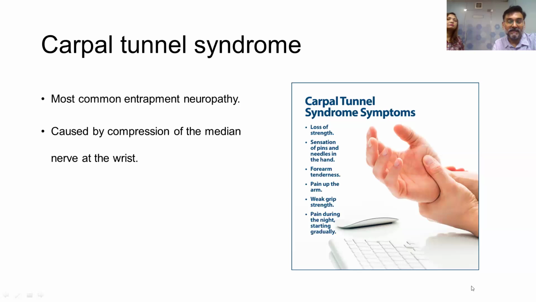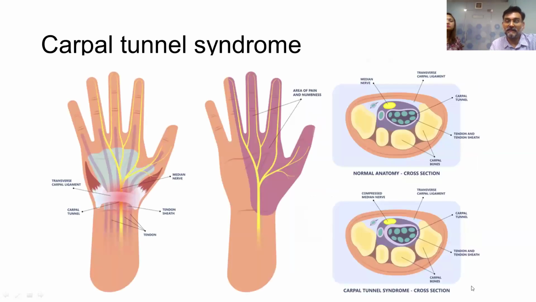Carpal tunnel syndrome. This is the most common entrapment neuropathy. It is caused by compression of the median nerve at the wrist. Symptoms include loss of strength, sensation of pins and needles in the hand, forearm tenderness, pain which shoots up the arm, weak grip strength, and pain during the night which starts gradually.